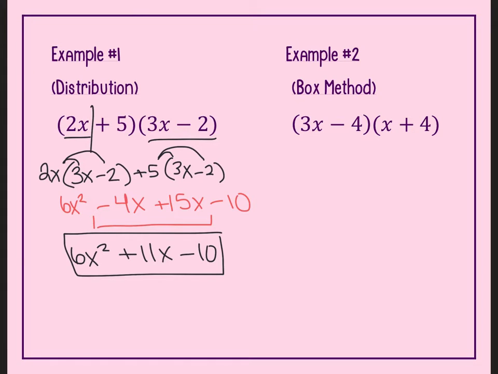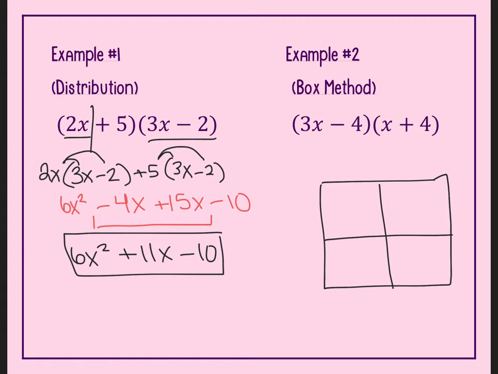Now we're going to go ahead and do an example of the box method. So for the box method, we're going to actually draw a box. We have two terms multiplied by two terms, so we're going to make a box that has 2 rows times 2 columns. We're going to take this 3x minus 4 here and write 3x and write the negative 4 here. And then we're going to take the x plus 4 and put it up here.